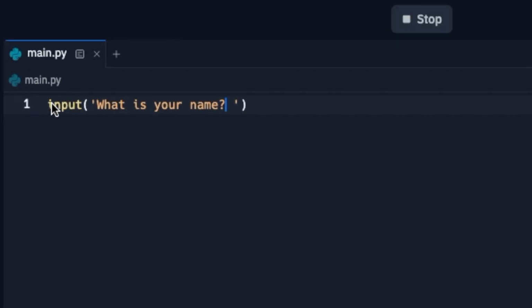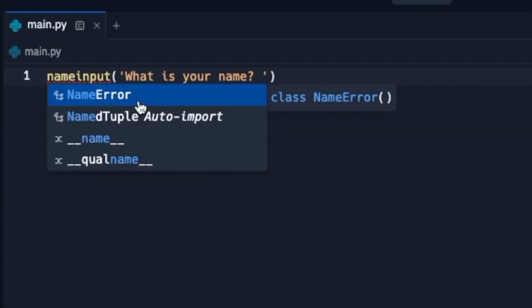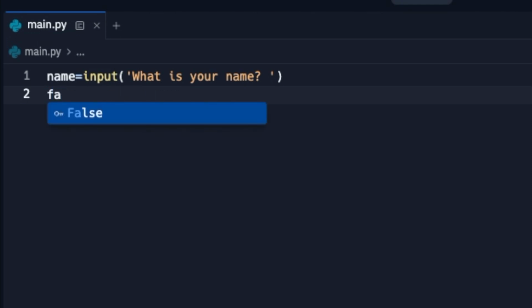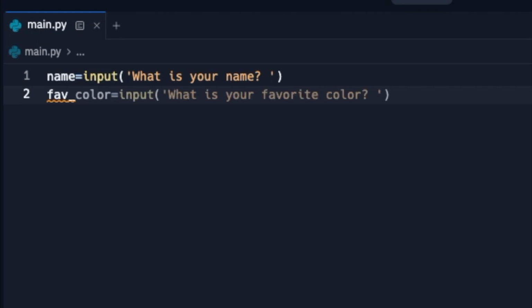Also, remember to always name it as a variable. So we could say name equals. Step 2 is asking them what their favorite color is. So this would be, say, fav underscore color.